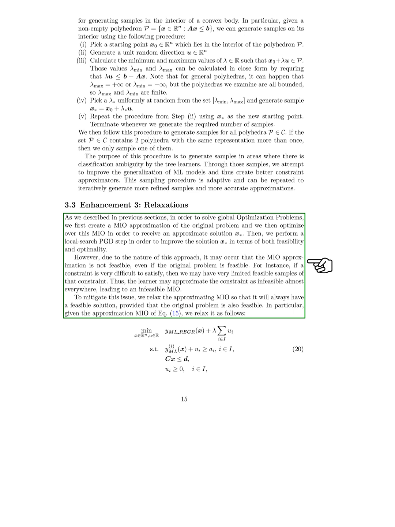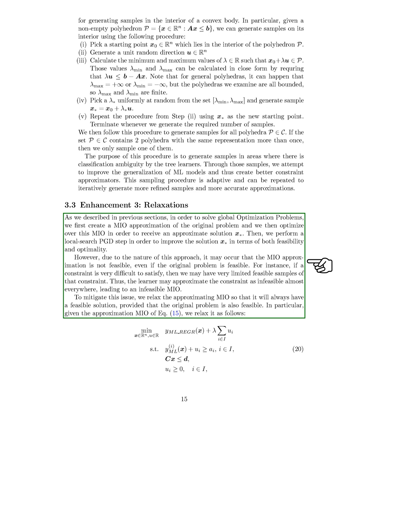However, there can be instances where the MIO approximation is not feasible, even if the original problem is. This can happen if a constraint is very hard to satisfy, leading to very few feasible samples. In such cases, the learner might approximate the constraint as infeasible almost everywhere, resulting in an infeasible MIO.